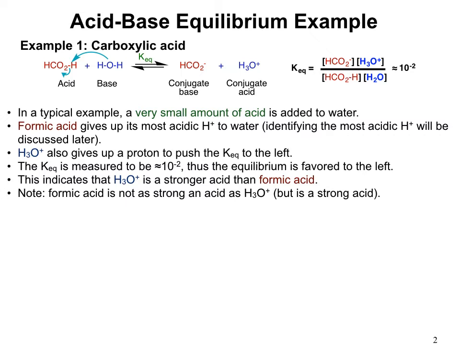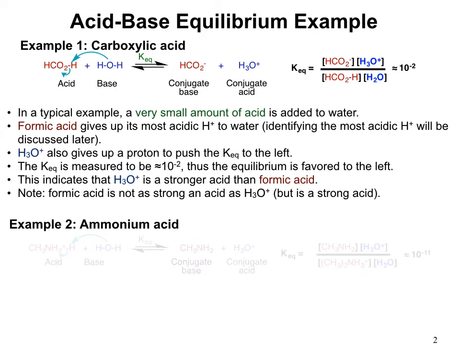This indicates that H3O plus is a stronger acid than formic acid. Note, formic acid is not a strong acid, but we do call it formic acid. It is a strong enough acid that it's an acid in many circumstances, particularly in biological reactions. So we call this an acid. Just because it's an acid does not mean that the equilibrium is favored to the right. It can be favored to the left.